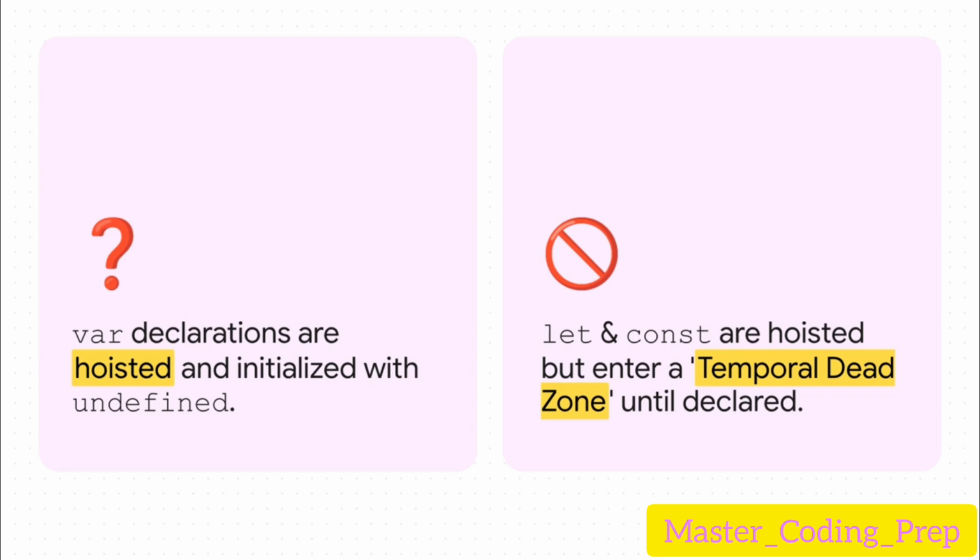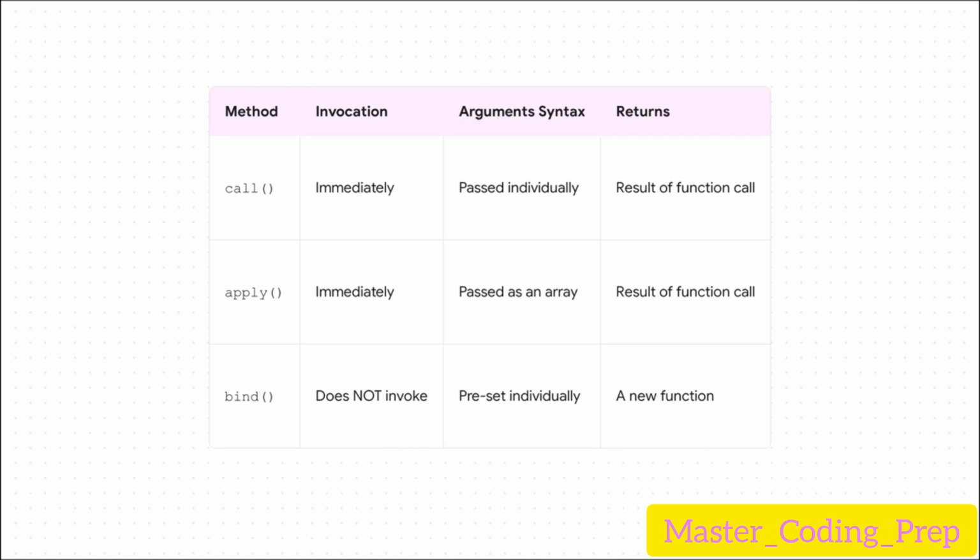Now they are also hoisted, but, and this is the critical difference, they are not initialized. They exist in what's called a temporal dead zone. If you try to access them before their official declaration, you get a much more predictable and helpful reference error. Another classic is the this keyword. Call, apply, and bind give you total control over it.